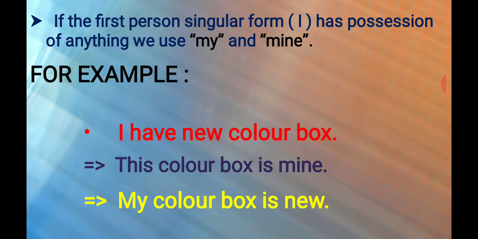If we are talking about something and lots of color boxes are there, my color box is there, your color box is there, and anybody else's color box is there, then how can we identify our color box? We will say that my color box is new. So it shows the ownership and identity of the color box with my and mine. This is the way we use the possession of the first person singular form.